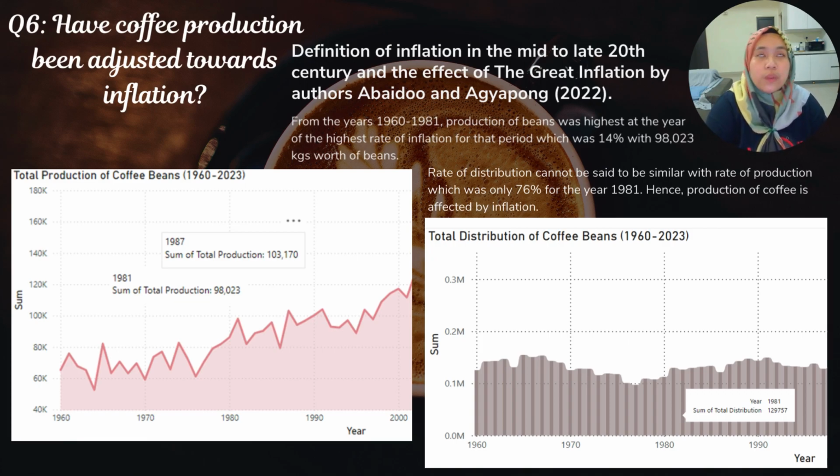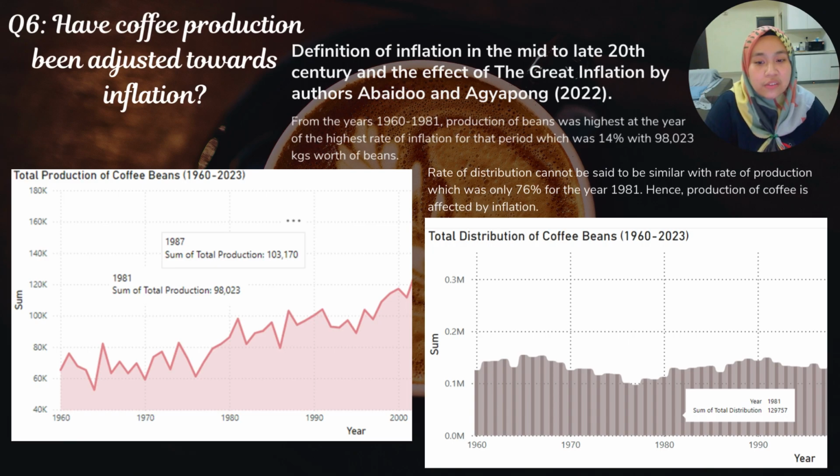Okay, so authors Rexford Abaidu and Elvis Agapong, in their paper on inflation uncertainty for commodity prices, explain inflation as a representative of how much more expensive the relevant set of goods and or services has become over a certain period, most commonly measured within a year. They go on to talk about the effect of the Great Inflation, which occurred from 1962 to 1982, which coincidentally is also part of our dataset.